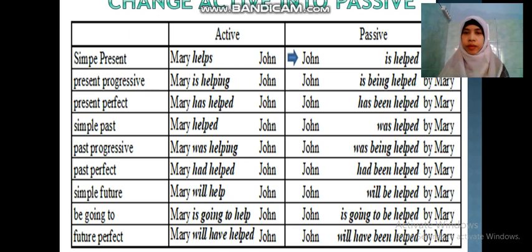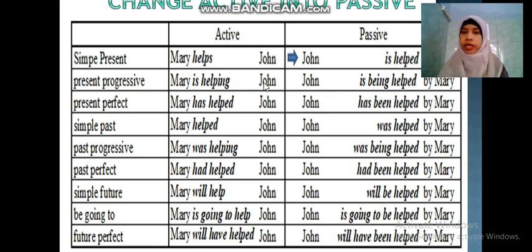For this example, we change John from the object to be the subject. After that, see the verb here: helps, using simple present. It means using verb one. So you have to put be verb one. It is "is", because this is John, so you choose "is", and after that follow it by the past participle, or verb three. It becomes "be helped". So: John is helped by Mary.